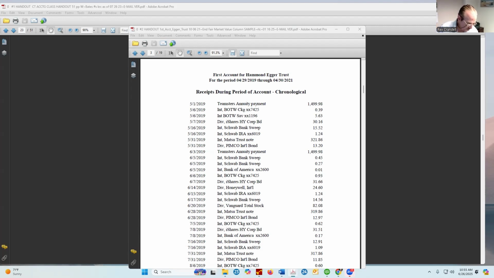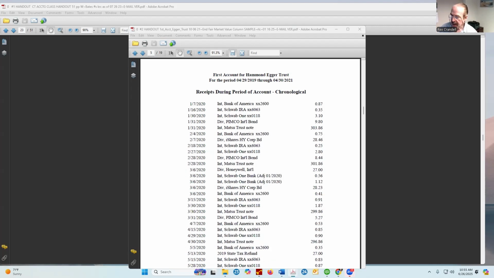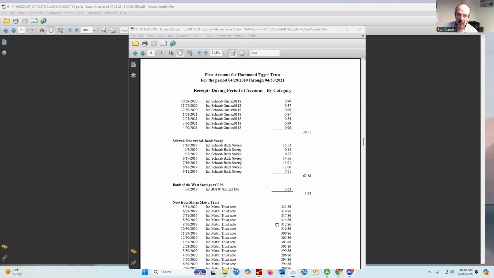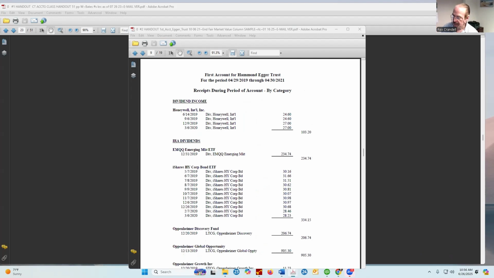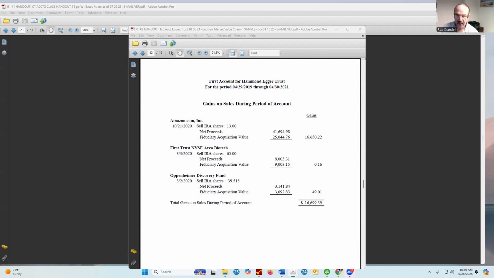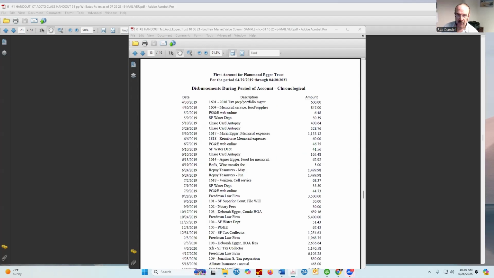One way, it is showing all of the transactions chronologically. And then after it shows all the transactions, we're in receipts. Then it goes into receipts by category, by vendor or by topic. And so we've got all the income in two different formats. And then the gain on sale.